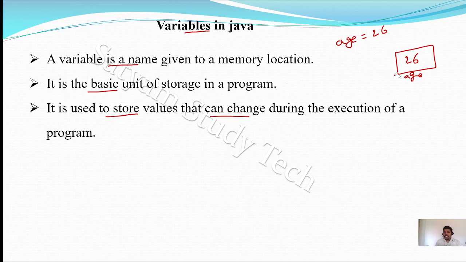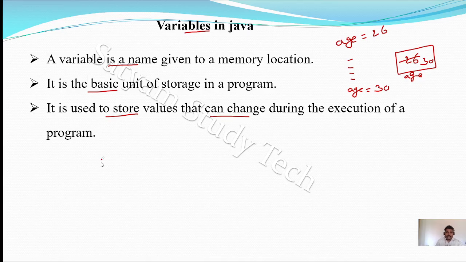If you want to change that value during the execution of the program, for example, I give a statement: age is equal to 30. Here the value is changed. Age is 30. So wherever you use that age variable in your program, that value is also modified, because the value is modified in that memory location. So that is the main use of the variable.